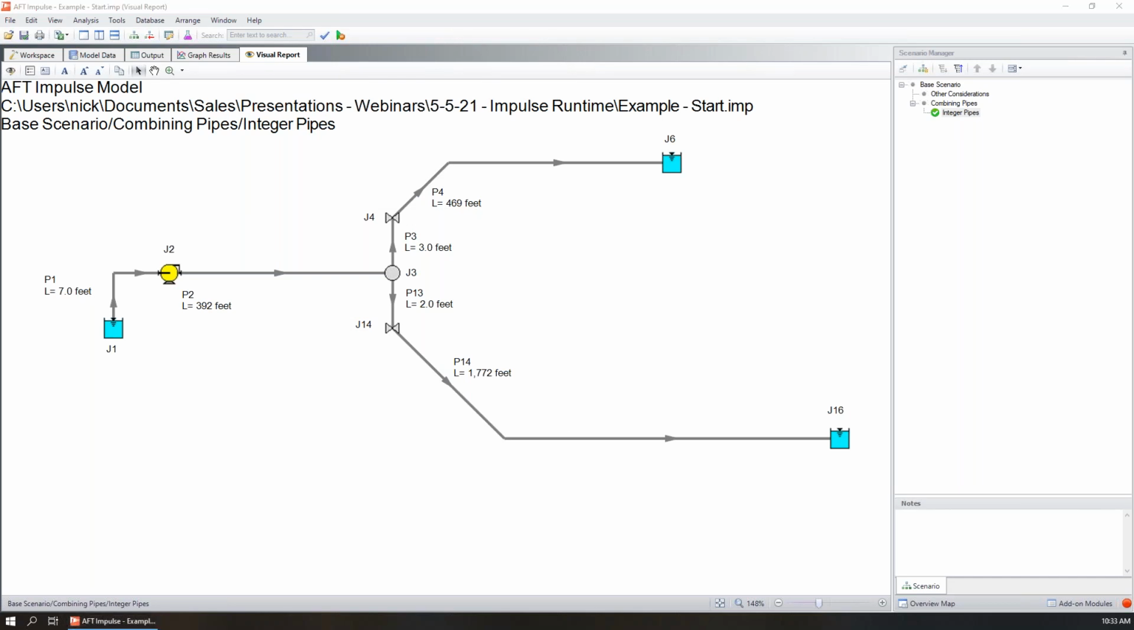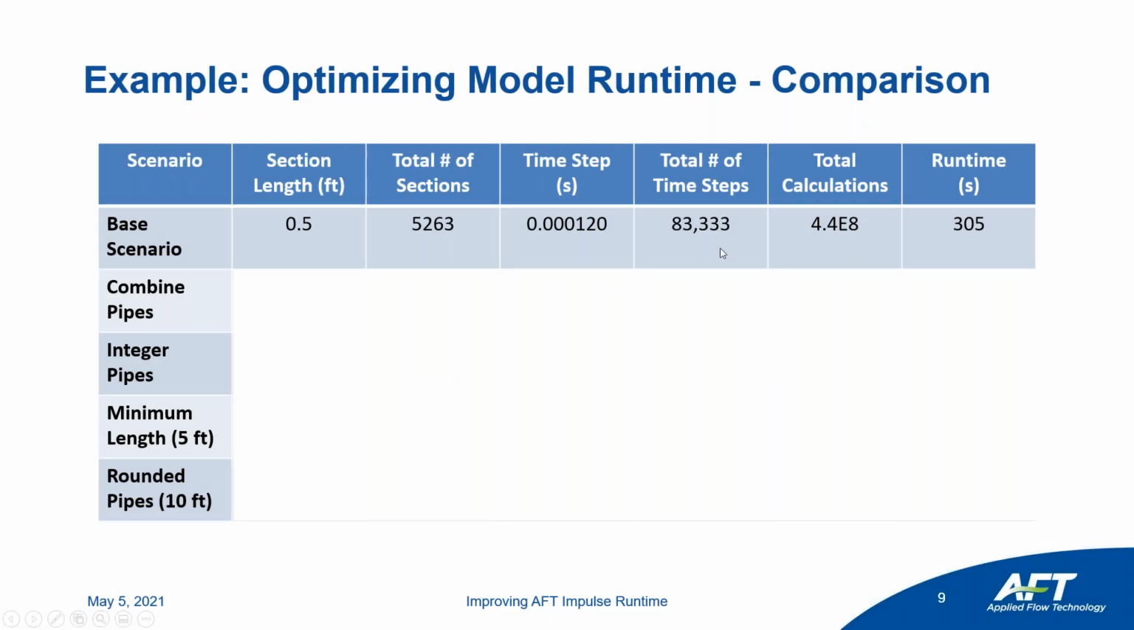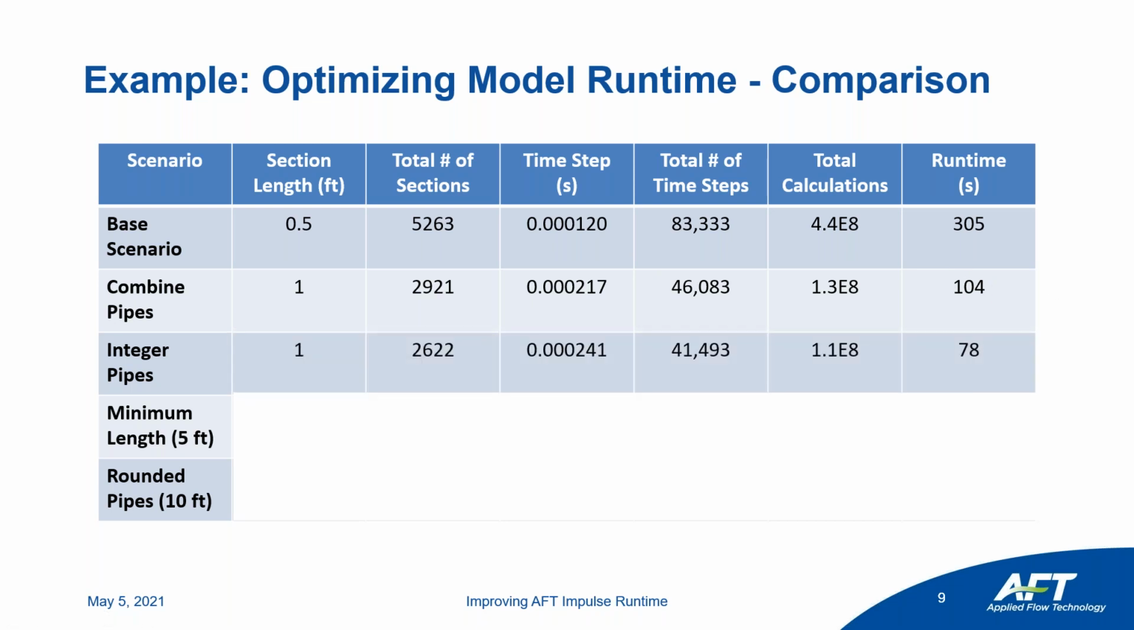So how does that impact our runtime? And again, these runtimes will also depend on some other factors. For example, if you're streaming a webinar, that'll increase your runtime, and depending on the processing power of your computer. But what we want to focus on here is the relative changes between runtime. So our combined pipes was pretty good. We got it down to about 1.5 minutes for runtime. Now, if we integer our pipes, we're down to 78 seconds.